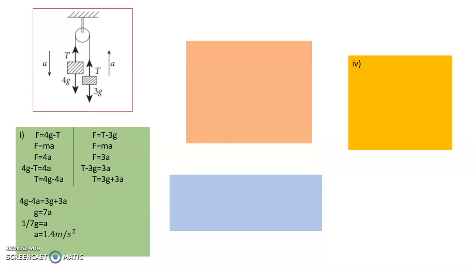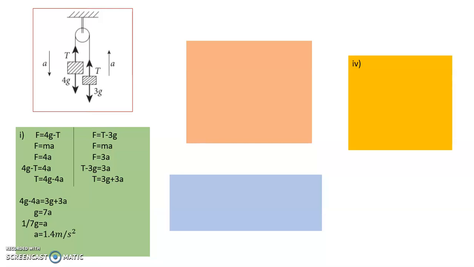I now have two ways of equating T. T equals 4g minus 4a and T equals 3g plus 3a. So I can equate those two to each other. I can now say that 4g minus 4a is equal to 3g plus 3a. And if I bring all the g's over to the left and all the a's on the right, I get 4g minus 3g is equal to 3a plus 4a. And that gives me g equals 7a. I don't want my g, I'm asked for a. So I divide both sides by 7 and I get 1 over 7 g is equal to a.